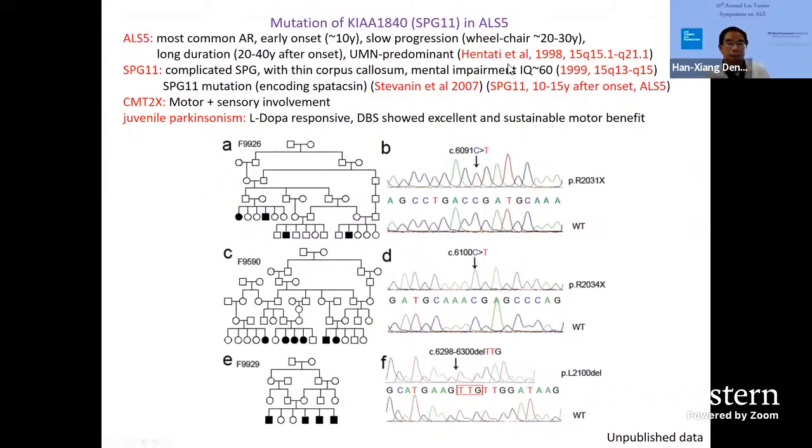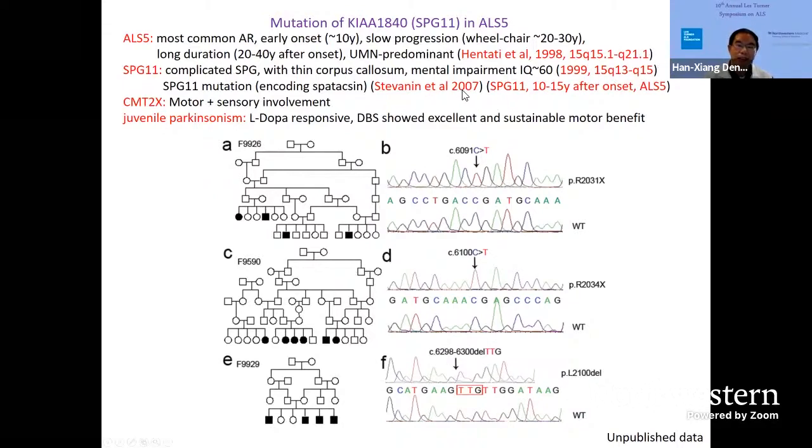This gene has been studied, and the gene was mapped by Dr. Siddique's group in 1998. The gene is mapped to chromosome 15. One year later, there was a disease called spastic paraplegia type 11. This spastic paraplegia is a complicated SPG, with a thin corpus callosum and mental impairment. The IQ is mostly around 60. They also mapped this gene to chromosome 15, so we can see there's an overlap here.